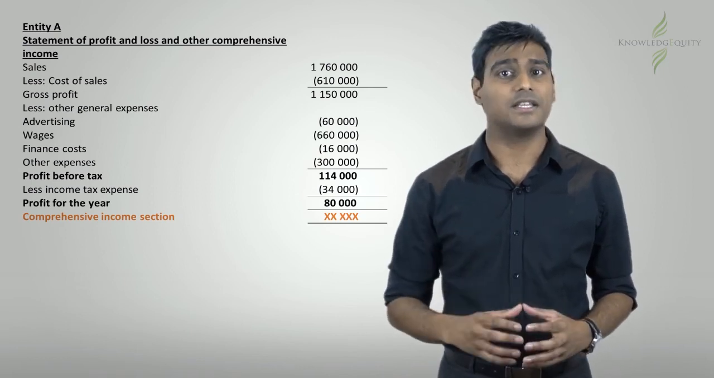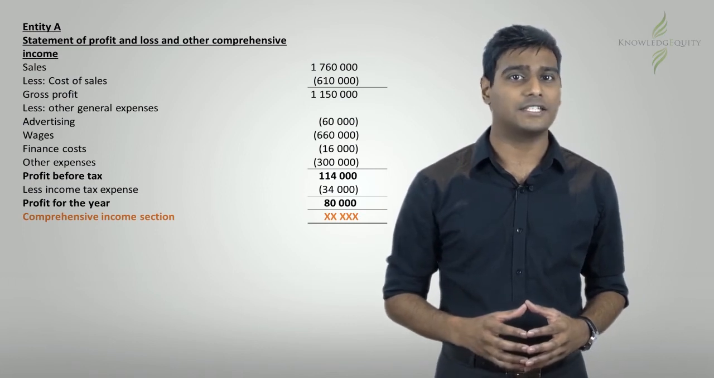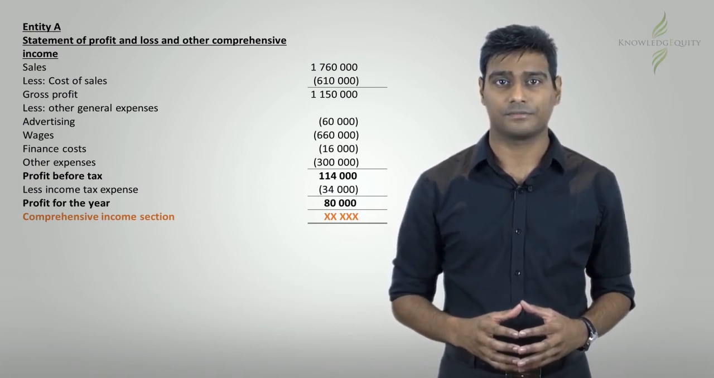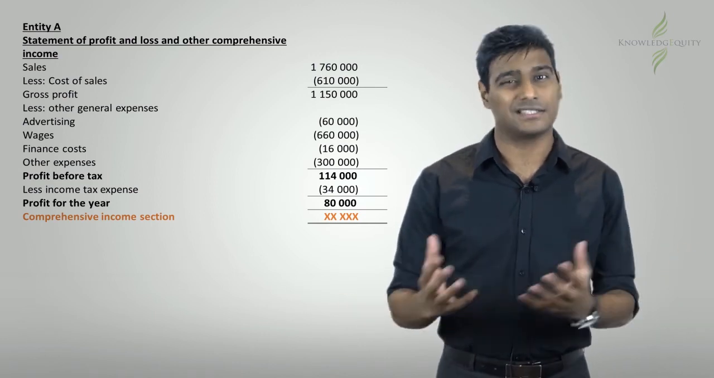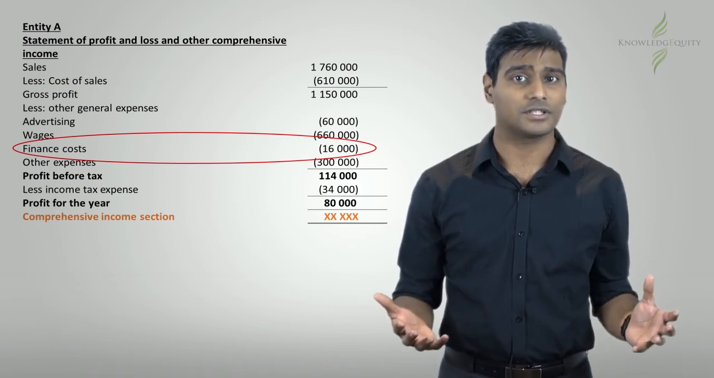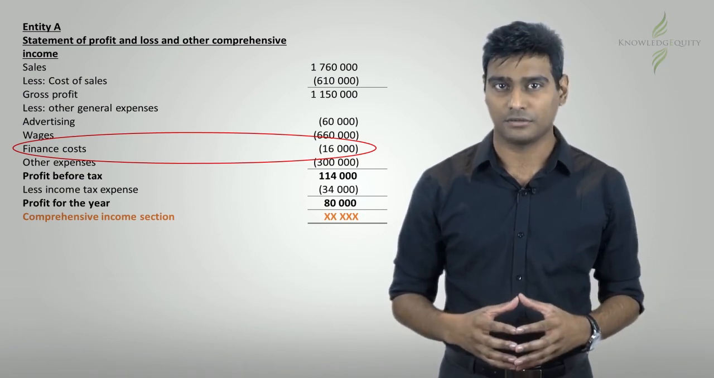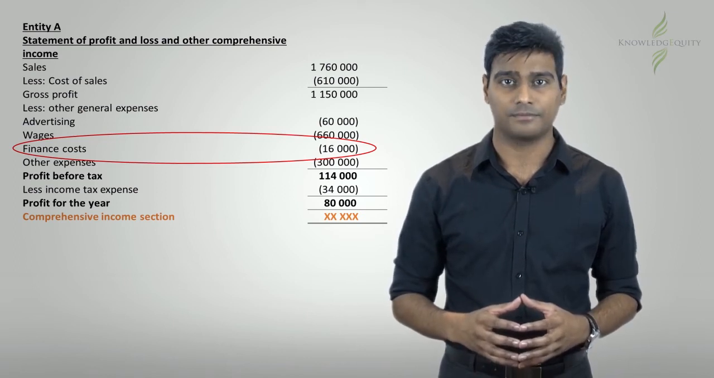Incomes less expenses gives us profit before tax. In this example, we assume that tax expense is $34,000. You should note that items can be aggregated and presented as a single line item, but there are specific items such as finance costs which are required to be separately disclosed. This is in terms of IAS 1 paragraph 82b.